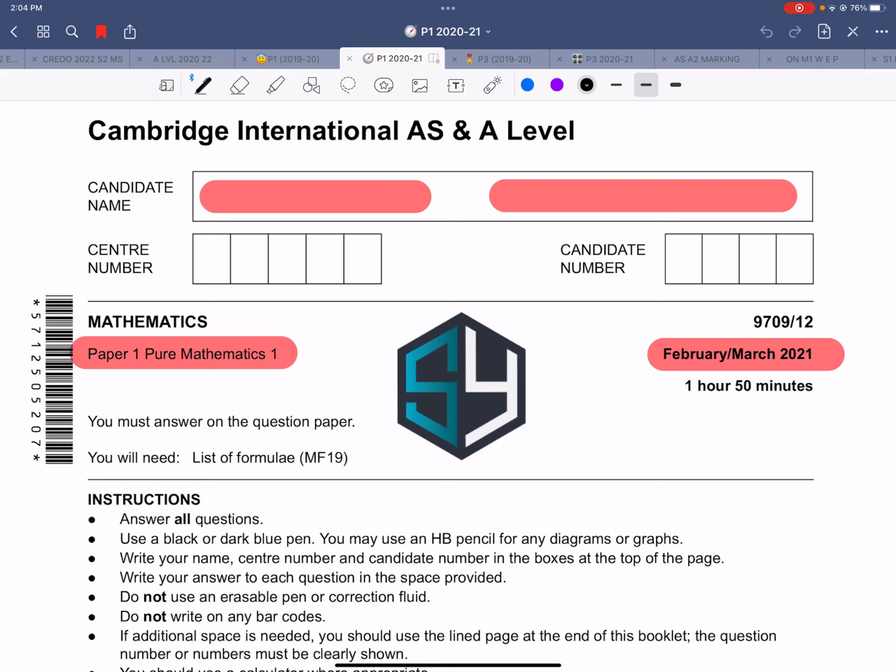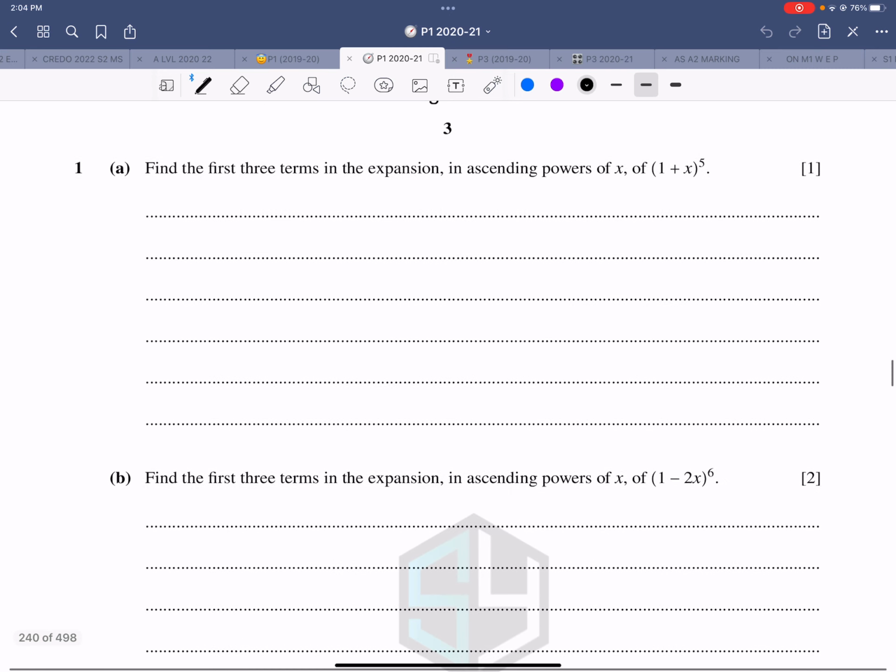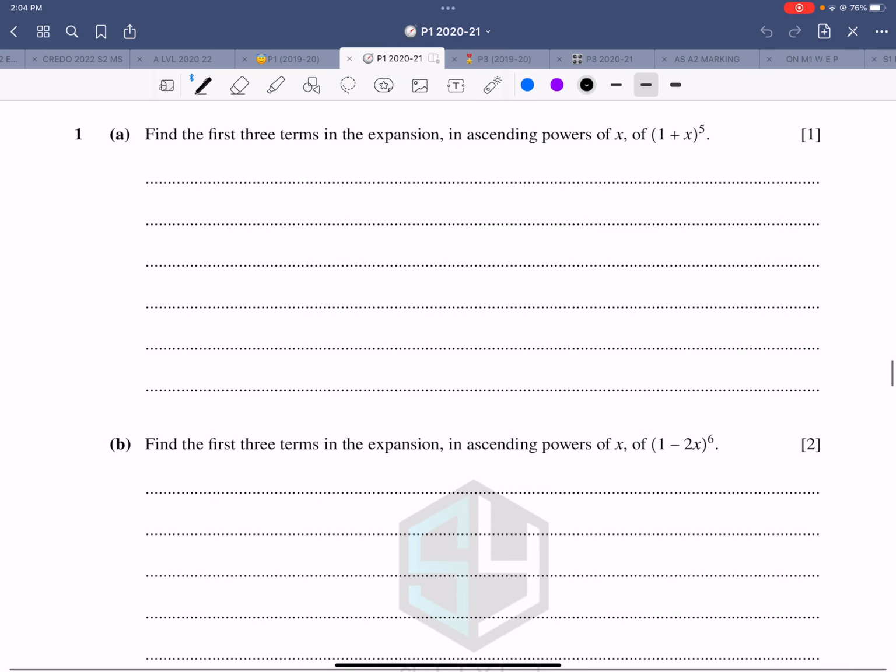Pure Maths P1, February-March 2021. Let's look at this paper. The first question is about binomial expansion. The question says, find the first three terms in the expansion of (1 + x) raised to the power of 5.